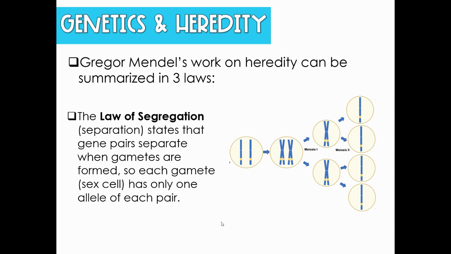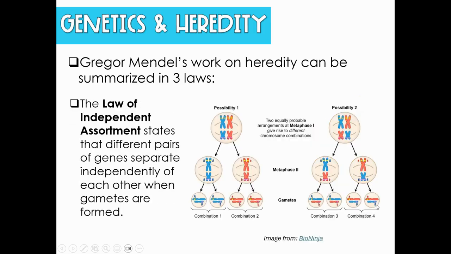All right, so the law of segregation is Mendel's second law. It's also known as the law of separation, and it just states that gene pairs separate when gametes are formed. So you can see here in this picture, through meiosis, 4 daughter cells are going to be created. We call these gametes or sex cells, and you'll notice that each sex cell only has 1 allele of each pair, and that's known as the law of segregation. So these chromosomes just kind of segregate out.